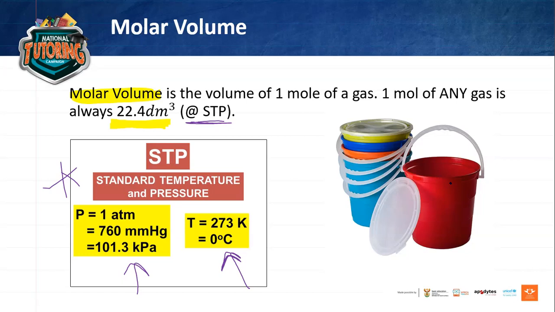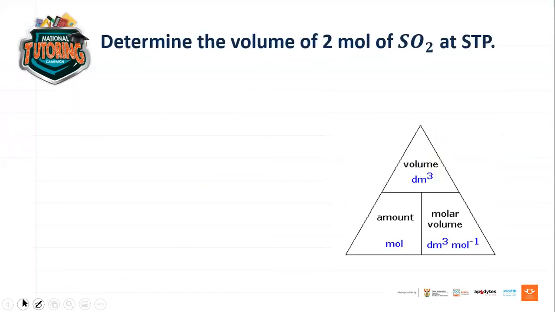one mole of something is, the volume of 1 mole of something. So any gas, no matter what gas it is, oxygen or carbon dioxide or neon or argon or any gas, hydrogen or helium, 1 mole of any gas is always going to be 22,4 decimeters cubed if it's at STP. And we will only work with STP.